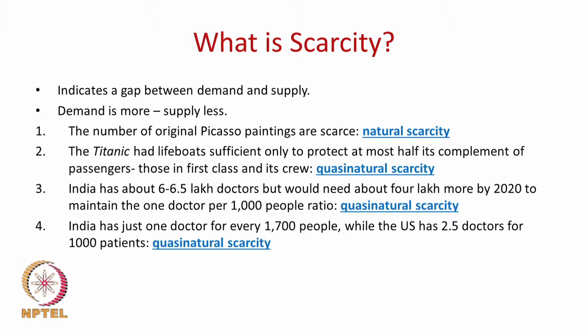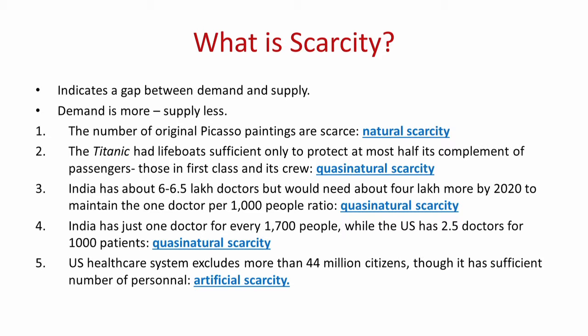I am highlighting this quasi natural scarcity a little more because that is something we are directly concerned with. The next one is called artificial scarcity. A typical example is available in the US healthcare sector, where the system excludes more than 44 million citizens, though it has a sufficient number of personnel. There are sufficient beds, doctors and skilled medical professionals. Still, the facility is not available for a huge number of people, primarily because of economic factors. So, this can be treated as artificial scarcity, which can be resolved, easily to some extent, if you change the focus to certain other directions.